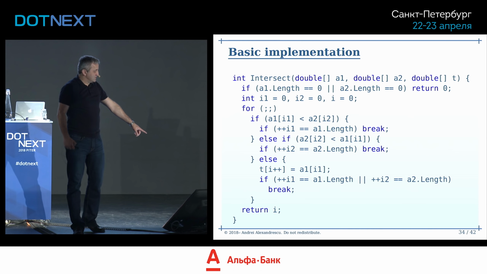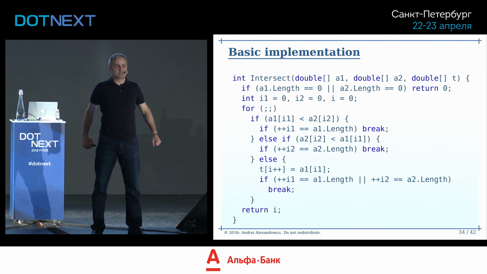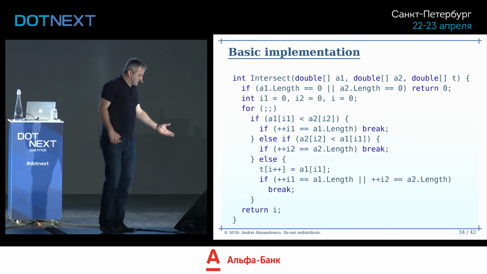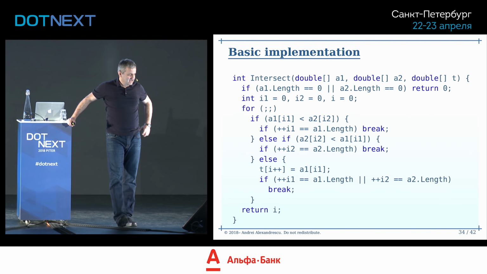Probably not. Where would the time go if A1 has 1,000,000 elements and A2 has 1,000 elements, in the worst case? Where does the work go? So tell me the line. Which line? Which is the hottest line? Which is the red line here?